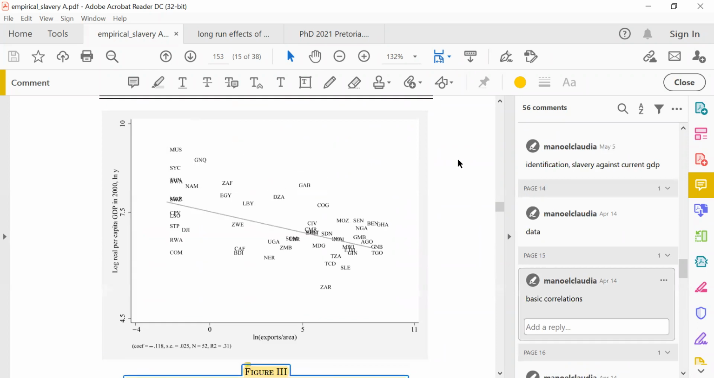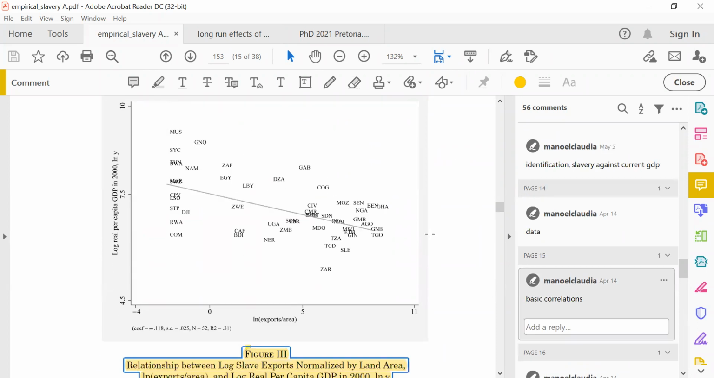And then, folks, there are basic correlations. What is it that we have there? Exports, right? We see countries' exports against GDP per capita in 2000. So I was actually right. And we see the negative correlation between number of slaves. Those countries here are the countries exporting the highest number of slaves, and the correlation is negative. Okay.